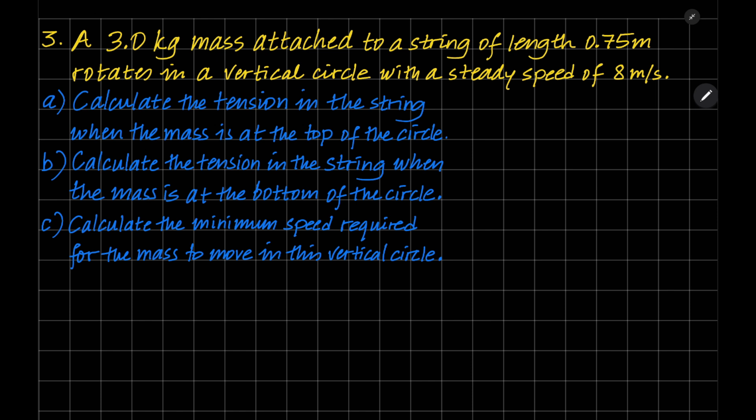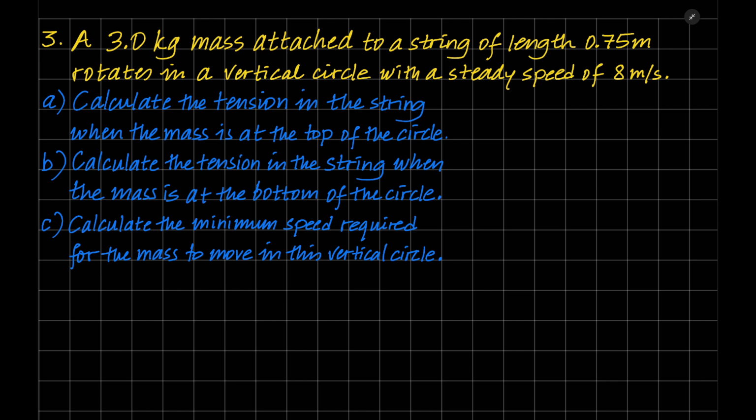Okay, this is the third question. A 3.0 kilogram mass attached to a string of length 0.75 meter rotates in a vertical circle with a steady speed of 8.0 meters per second. A. Calculate the tension in the string when the mass is at the top of the circle. And B, C.